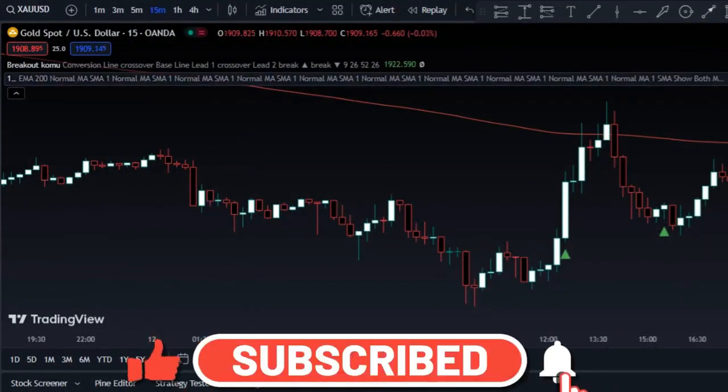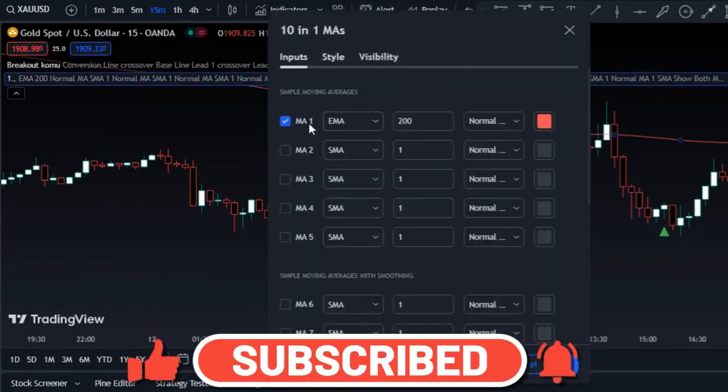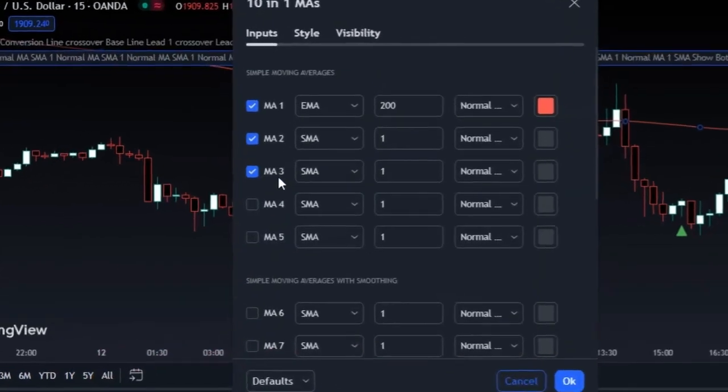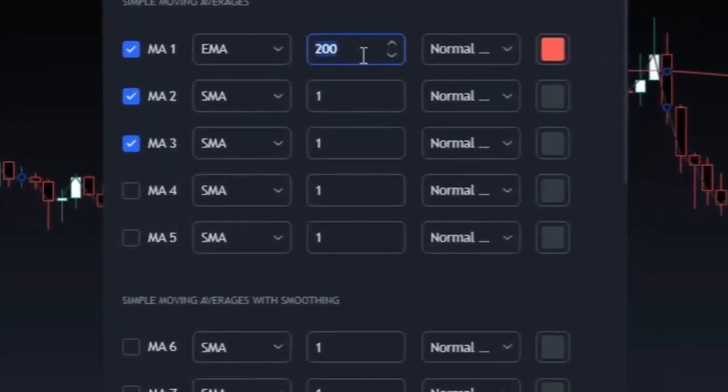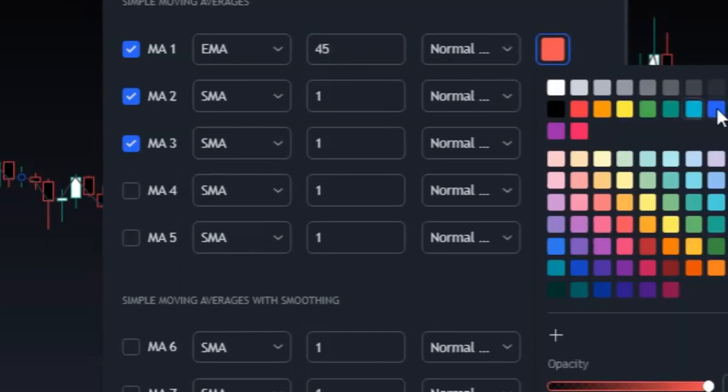So now click the settings icon for the indicator and in the input section, change MA1 to EMA and then change the period to 45 and then change its color as you wish.